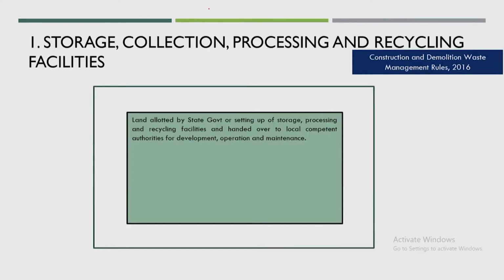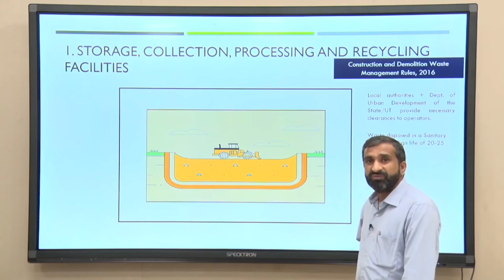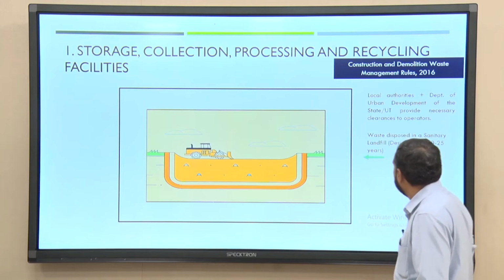Proper land should be allotted by the state government for setting up a storage, processing and recycling facility, and handed over to the local competent authority for development, operation and maintenance. And the local authorities plus the Department of Urban Development of the state provide necessary clearance for operation. So, suppose one particular location we finalize where we can have proper storage or processing or disposal of C&D waste.